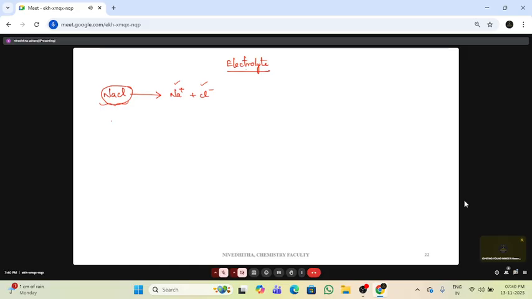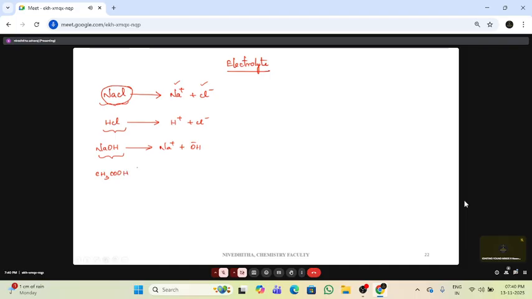For example, HCl. I'm going to dissolve HCl in water. How will it get dissociated? It will get dissociated into H plus and Cl minus. So HCl is an electrolyte. How about NaOH? NaOH is sodium hydroxide. If you dissolve sodium hydroxide, it will get dissociated into Na plus and OH minus. So sodium hydroxide is also an electrolyte.